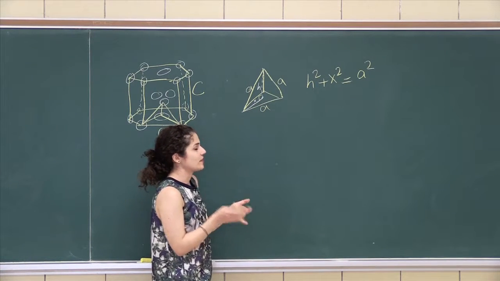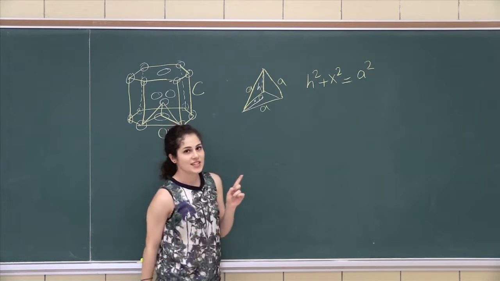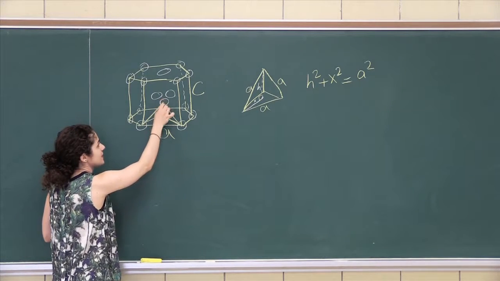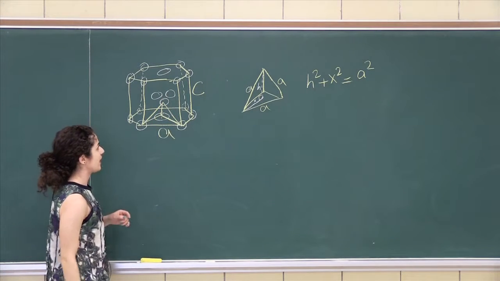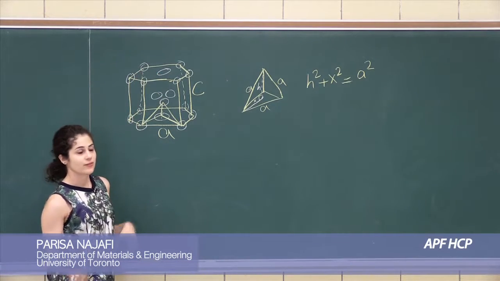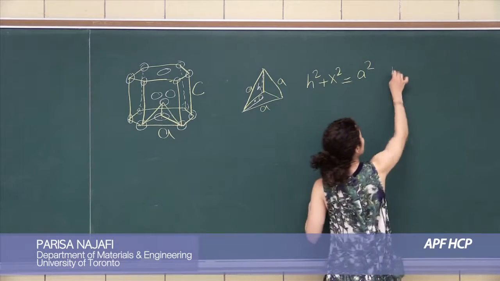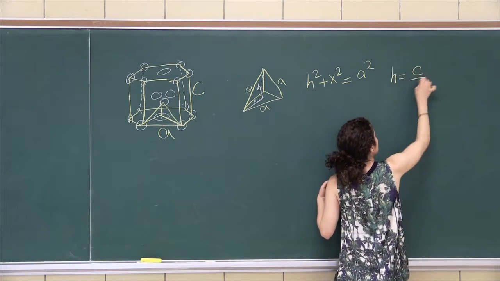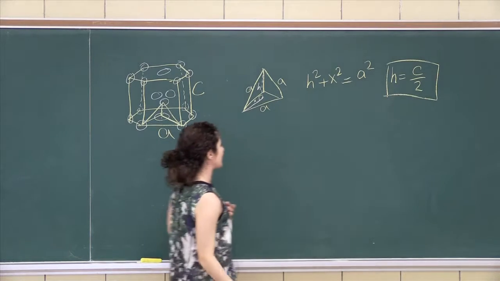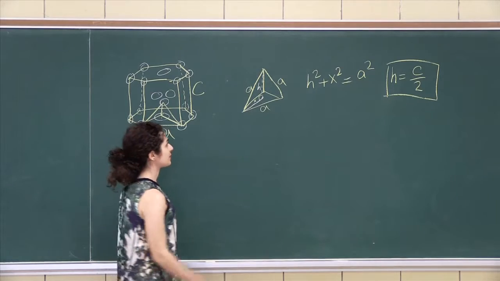Now what we don't have is H and we don't have X, and I'm going to show you how you find that. H is actually really simple. If you look at the HCP structure, this little line here would be the H. And if you can see that, it's actually the halfway point. So H is equal to C over 2. Good, we got that down. Now we want to find the X, because it's missing from our equation.